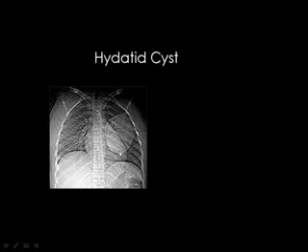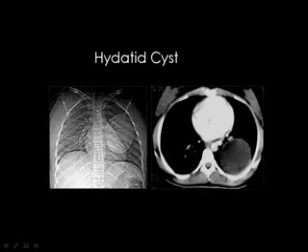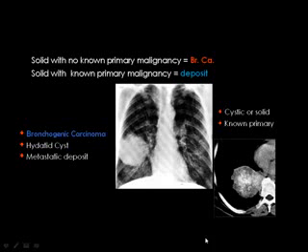Another case, which is silhouette negative, meaning that this lesion is posterior to the heart, and the CT scan showed that this lesion is actually posteriorly located, and it contains water representing a hydatid cyst. Then what happens if the mass is solid? This is the mass on the chest X-ray, and this is the CT scan, which showed that the mass is solid. Then you are in the differential diagnosis between bronchogenic carcinoma and the metastatic deposits.